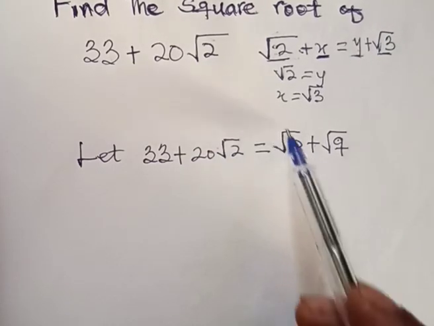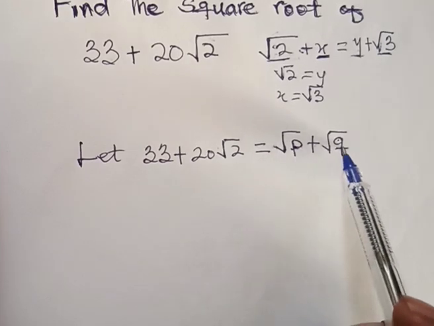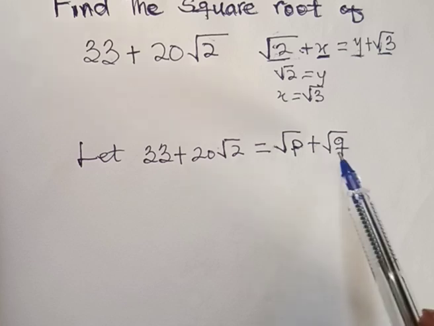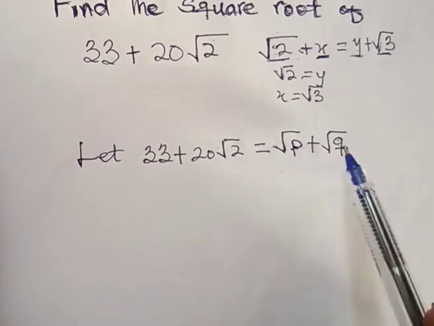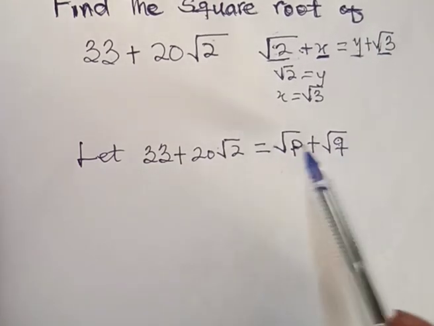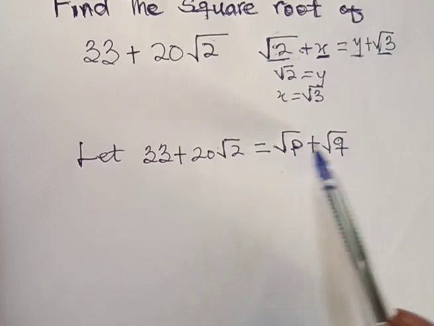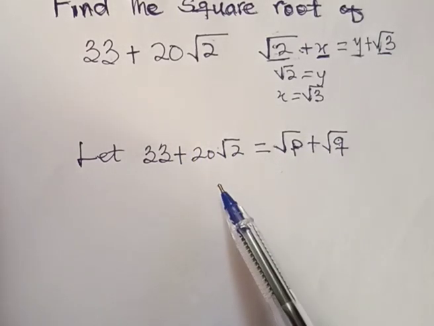Okay. Just choose the square root of a letter plus the square root of another letter. The letters should be different. At the end of the day, we are going to find values for P and Q. And when you get the answer for P and Q and substitute, it means you are going to get the same value here.